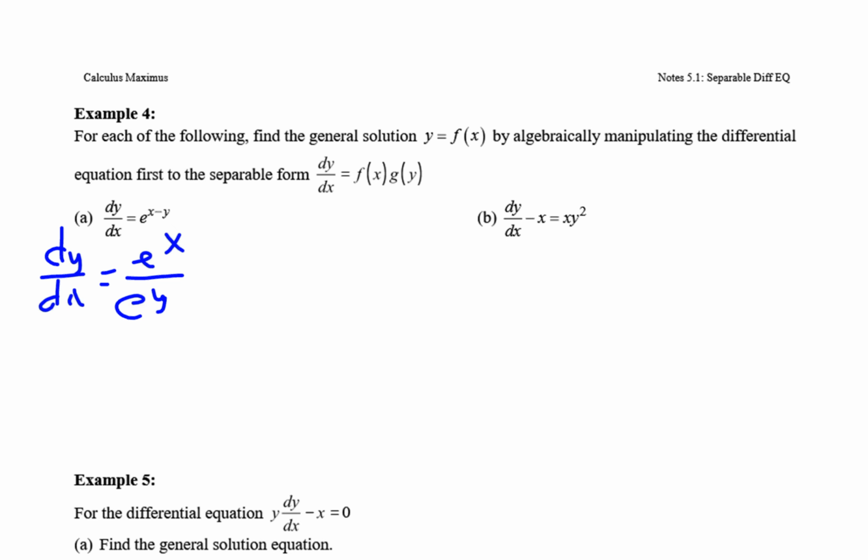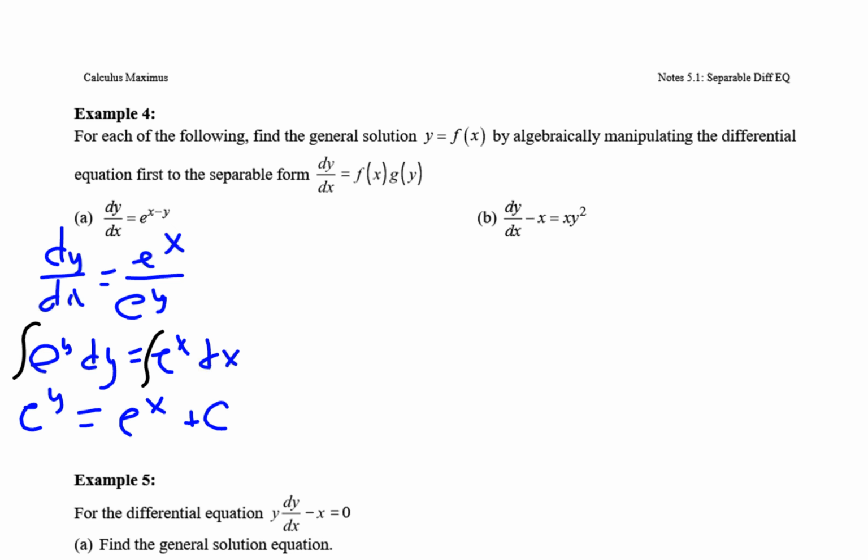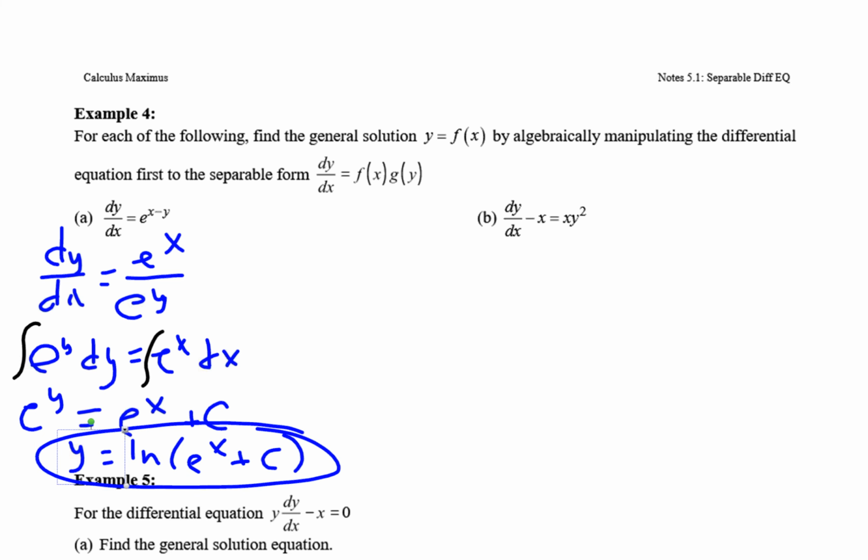Now if we do that, we can separate it. We can make it e to the y dy equals e to the x dx, and we can integrate that. e to the x is such a nice one. That would be e to the y equals e to the x plus c. Now we are just trying to find a general solution, y equals f of x. So we can take the ln of both sides, and we would get y equals ln of e to the x plus c. And that's our answer. That's it.